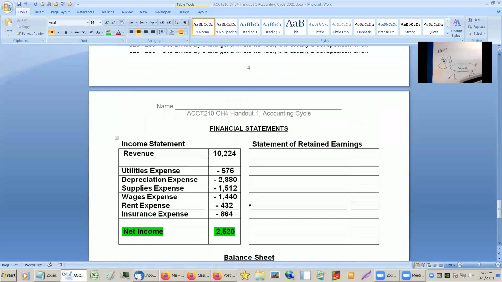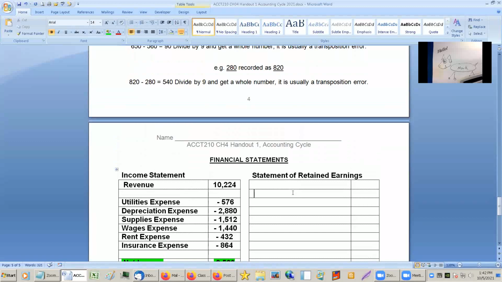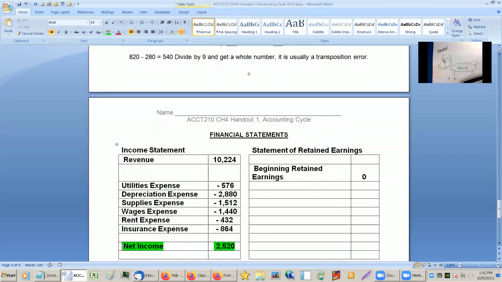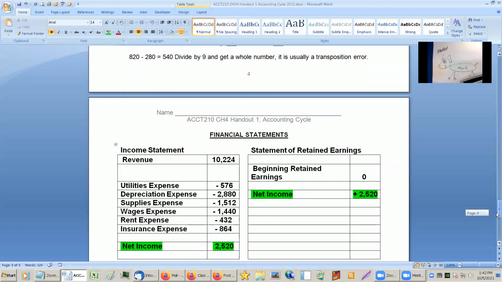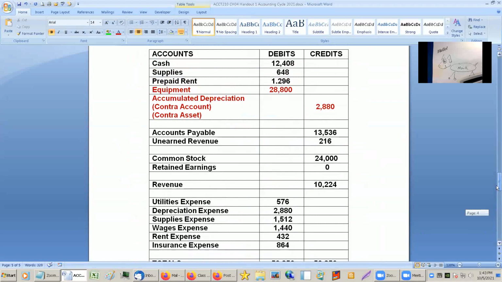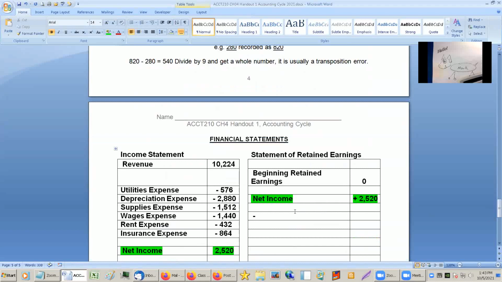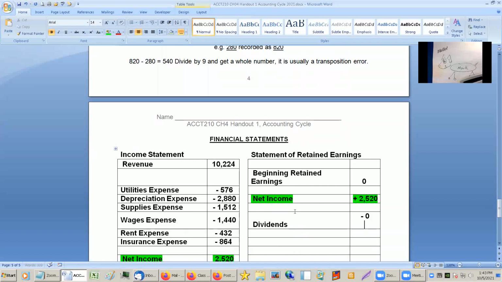Okay, retained earnings. Our beginning retained earnings was 0 because it was the first year. Moving to retained earnings, add in our net income. I don't think we had any dividends, did we? Nope, no dividends. If we had something, we would put it in there, but we don't.